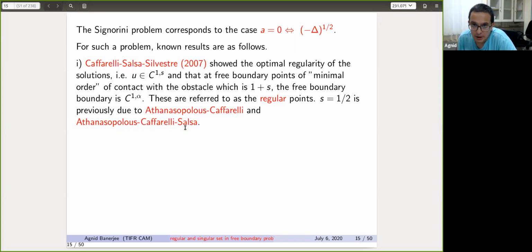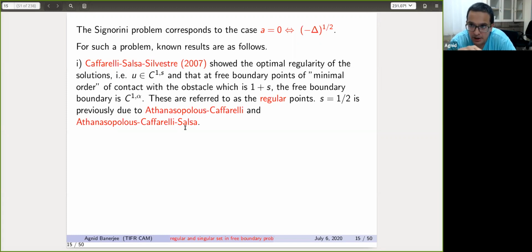And furthermore, they were able to show something at free boundary points of minimal order of contact with the obstacle. Once you know that the solution is C^{1,s}, at the coincidence set it will match the obstacle up to first derivative. So if you write down the Taylor expansion, the solution can only separate from the obstacle at a rate which is at least 1 plus s, if not more. And what they were able to show was that at free boundary points where the separation happens at a rate which is precisely 1 plus s, and there are examples as well, at such points the free boundary is C^{1,alpha}. These are now the so-called regular points in this non-local obstacle problem.